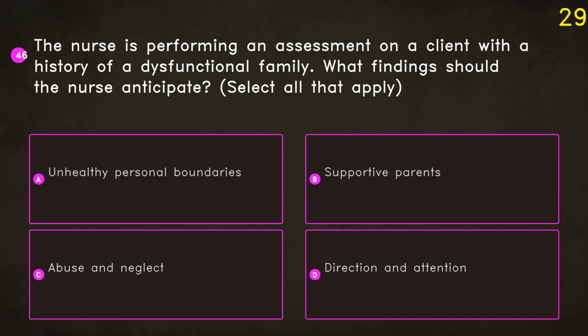Question 46. The nurse is performing an assessment on a client with a history of a dysfunctional family. What findings should the nurse anticipate? Select all that apply. A. Unhealthy personal boundaries. B. Supportive parents. C. Abuse and neglect. D. Direction and attention.